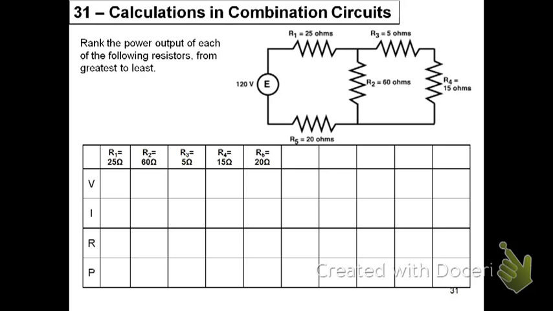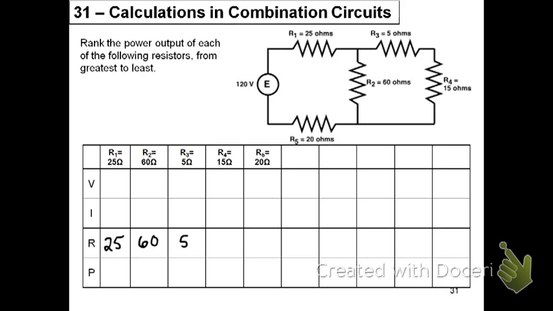Good afternoon. The problem asks us to rank the power output of each of the following resistors from greatest to least. It being a combination circuit, we're going to combine certain resistors to find their equivalent resistance. We start with a grid below with our voltage, current, resistance, and power as listed. We can now put in our values that we know.